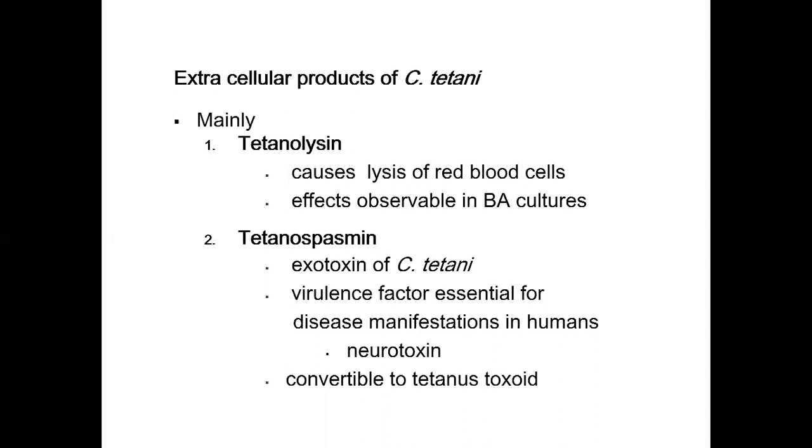because of this tetanolysin. Secondly, and more importantly, is a product called tetanospasmin. And this is the exotoxin of Clostridium tetani, and it is the virulence factor essential for disease manifestations in humans. And it is a neurotoxin. And it is also that component that can be extracted and be converted into a toxoid. So we talk of tetanus toxoid. Initially, it was the tetanospasmin treated in a special way that would enable it to lose its toxicity but retain its antigenicity, or its part that stimulates the production of antibodies. And that is the tetanus toxoid that is useful in immunization.